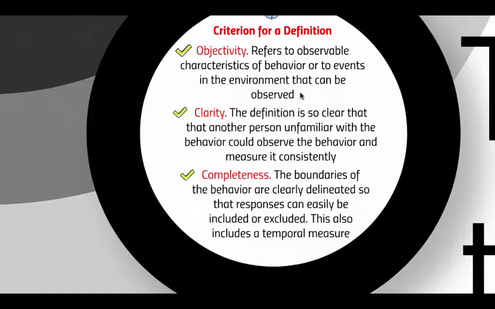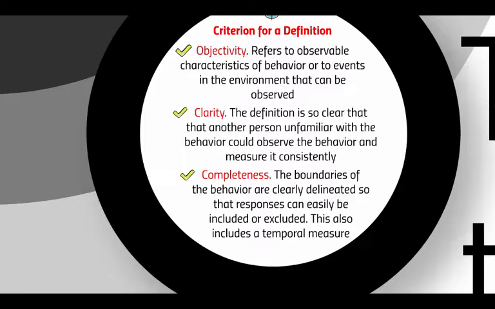Now, with respect to the definition of a behavior, there is a standard that we follow, and the definition has to hit these 3 points. First of all, we need to maintain objectivity, and that refers to focusing on the observable characteristics of a behavior or the events in the environment that can be observed. This is something that we put a big emphasis on. The second requirement is that we have clarity.